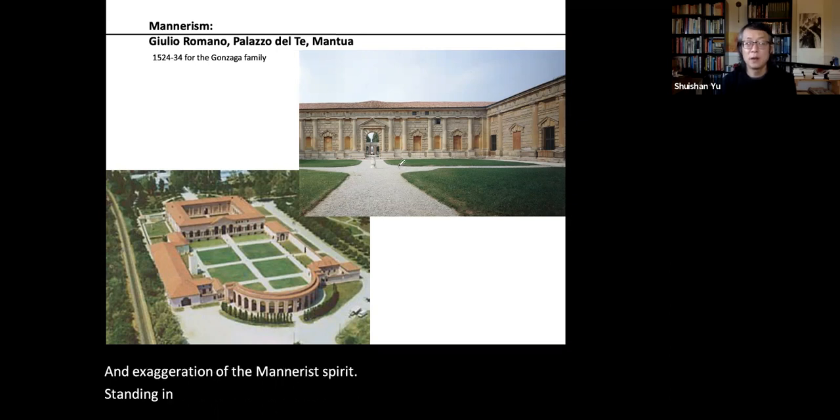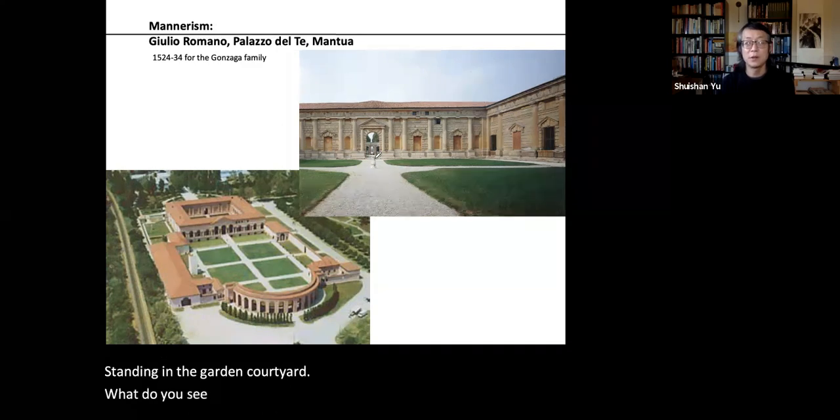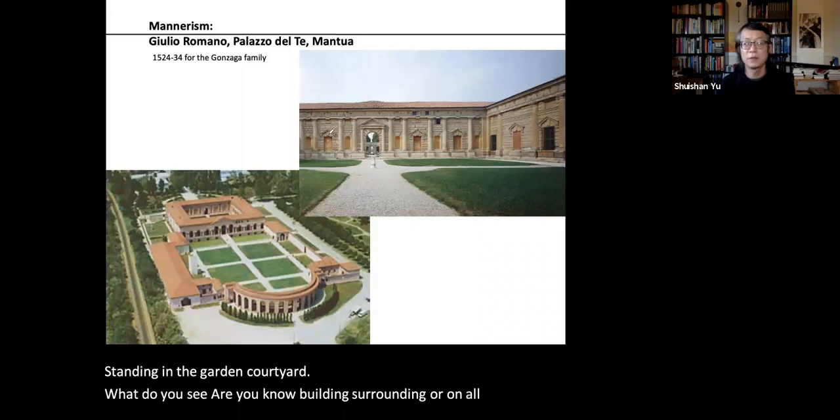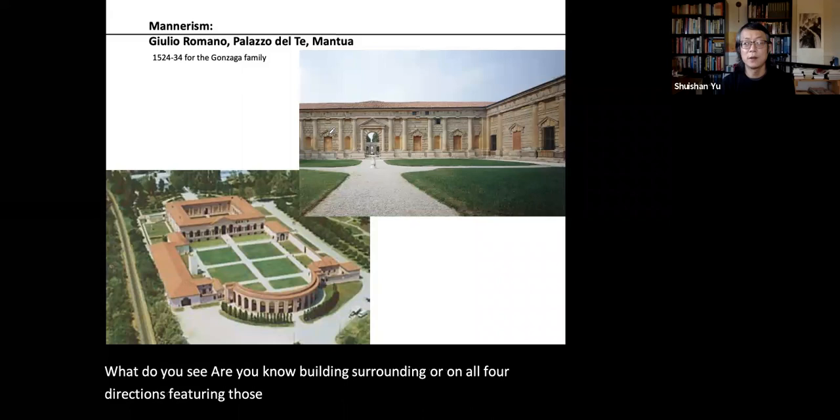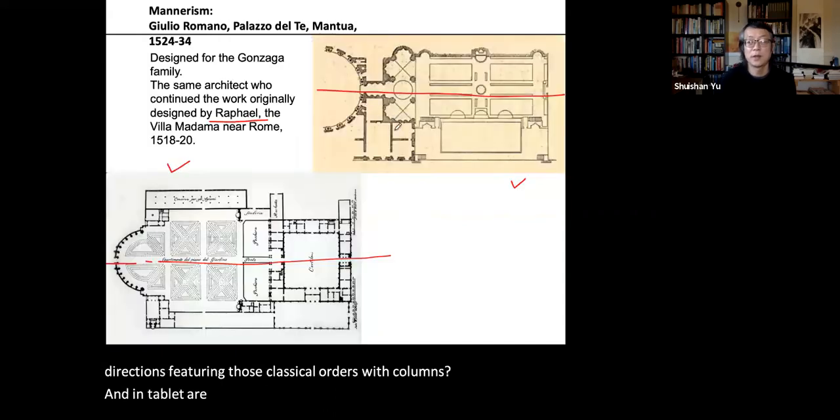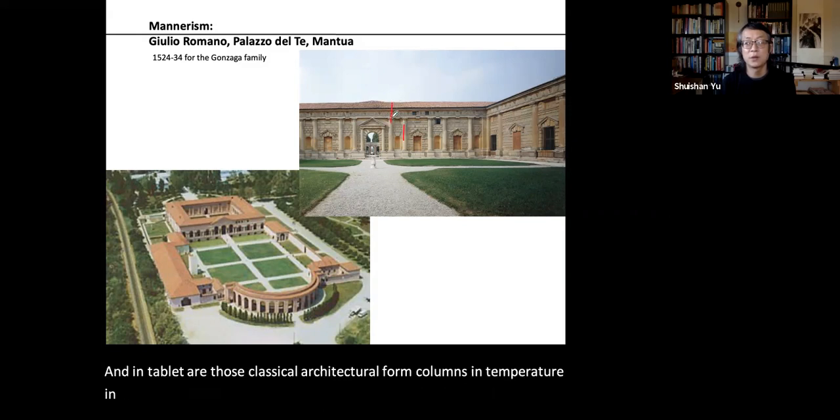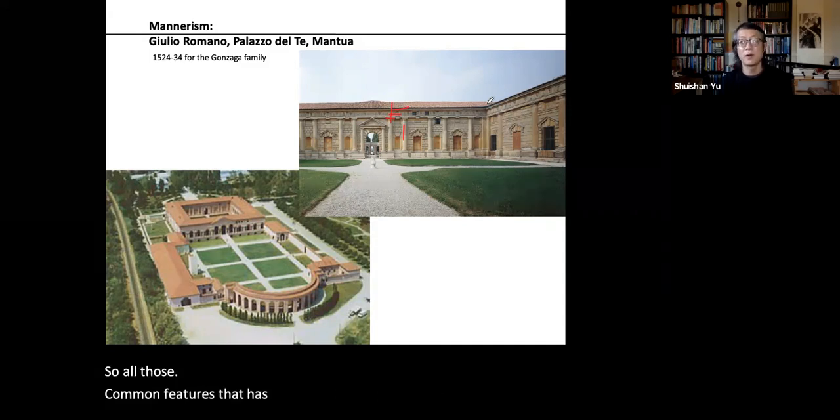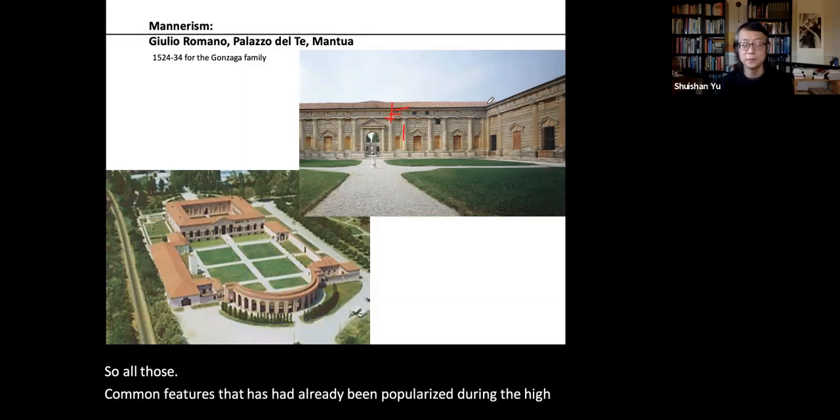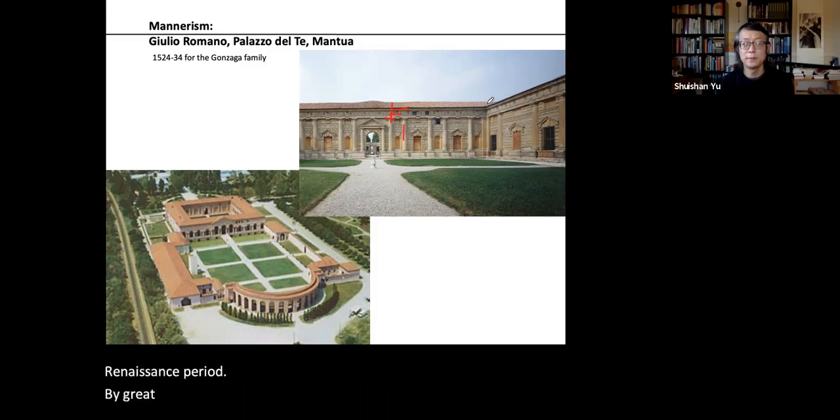Standing in the garden courtyard, what you see are buildings surrounding on all four directions, featuring those classical orders with columns and entablature, right? Those classical architectural forms, columns, entablature. Entablature was divided into architrave, frieze, cornice. So all those common features had already been popularized during the High Renaissance period by great architects like Raphael, Michelangelo, Bramante, etc.